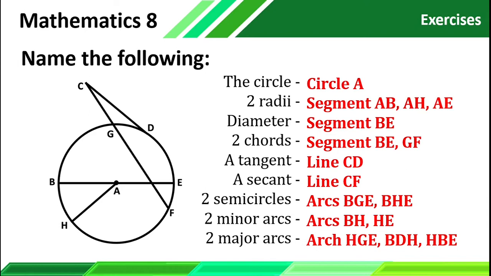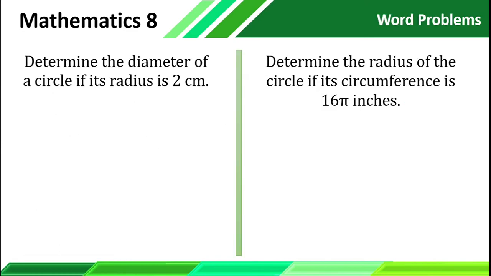We also have 2 semicircles here, arcs BGE and BHE. We also have 2 minor arcs, arcs BH and HE. We also have 3 major arcs, arc HGE, arc BDH, and arc HBE. Now let's apply these concepts in our problems.